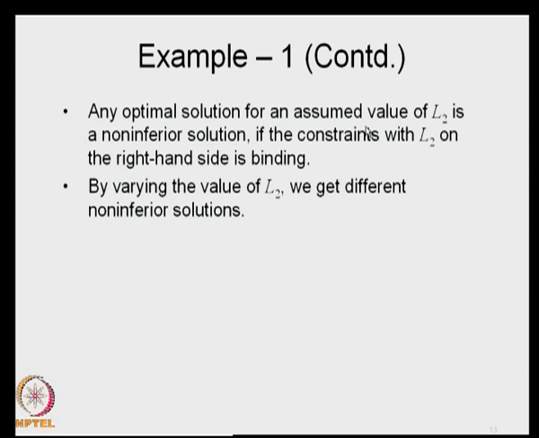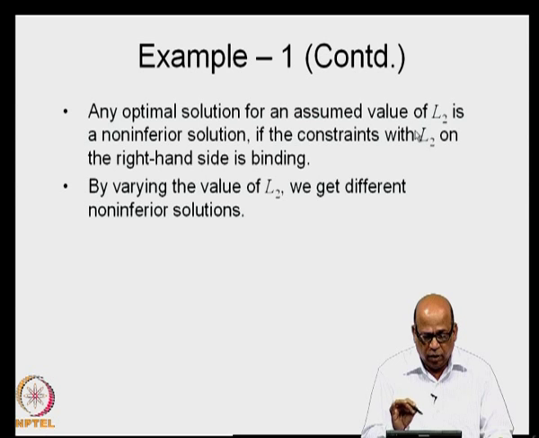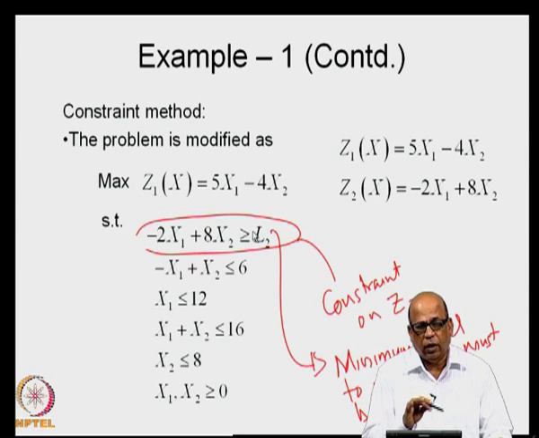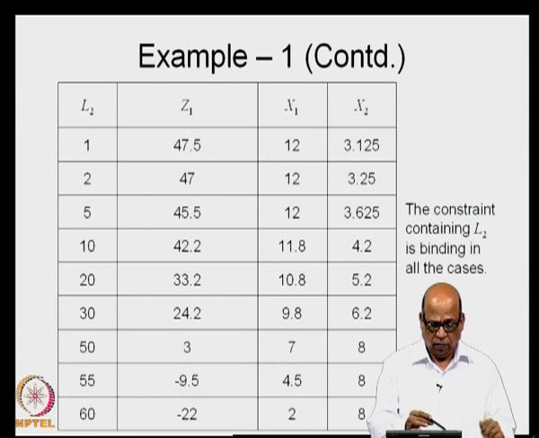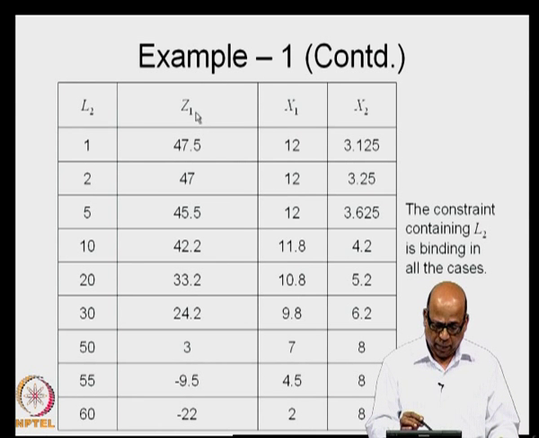Now, any optimal solution for an assumed value of L2 is a non-inferior solution if the L2 constraint is binding, like I have mentioned earlier. So, we will vary L2 and get the associated values of Z1. Remember, we are maximizing Z1 subject to the condition that Z2 is at least equal to 1 for L2 equal to 1, Z2 is at least equal to 2, Z2 is at least equal to 5, and so on. So, we are setting a lower bound on Z2 and then maximizing Z1. This is the type of trade off that we generate.